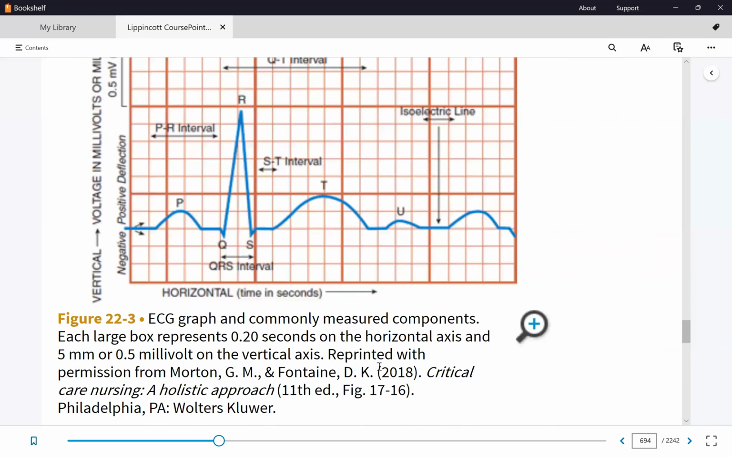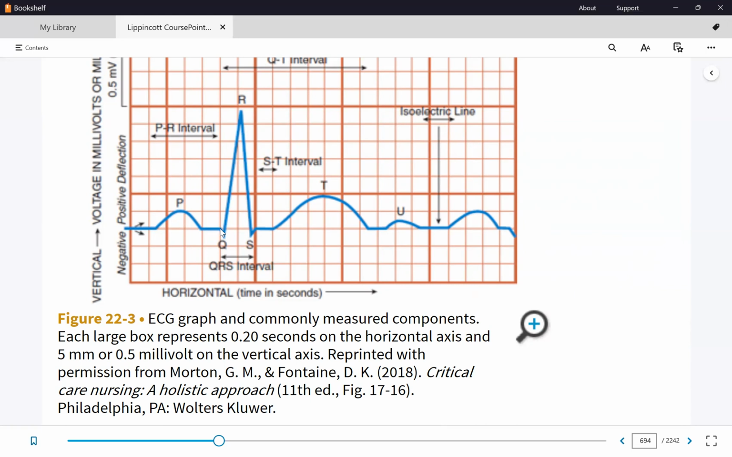So therefore, we measure the PR interval from the P. It includes here to right here. Okay, we can't include this one because this is now the Q. So we stop at the beginning of the Q.